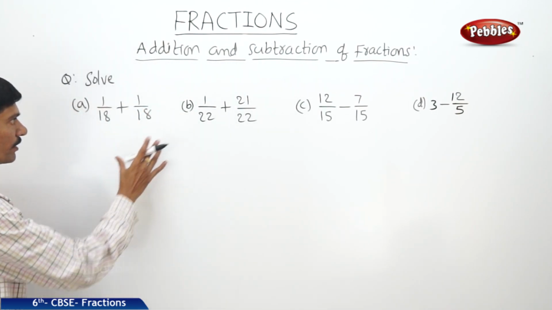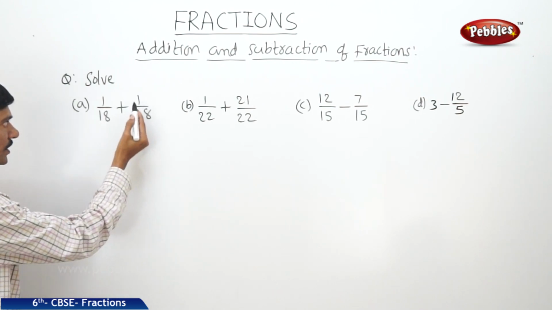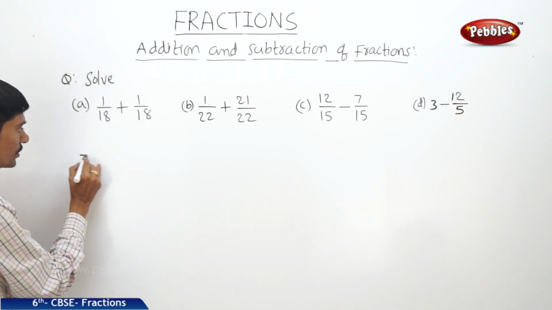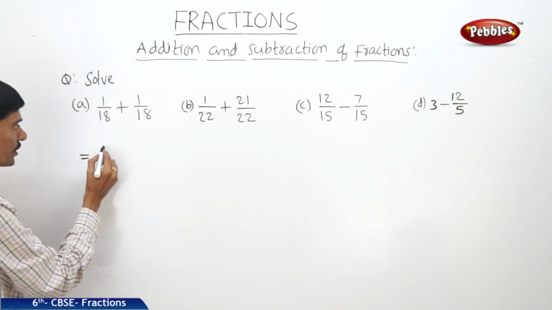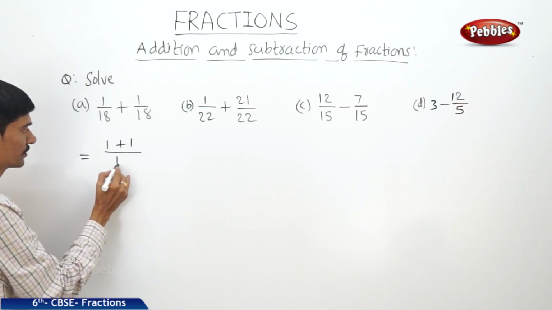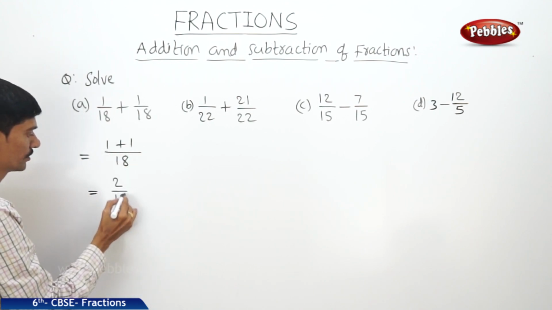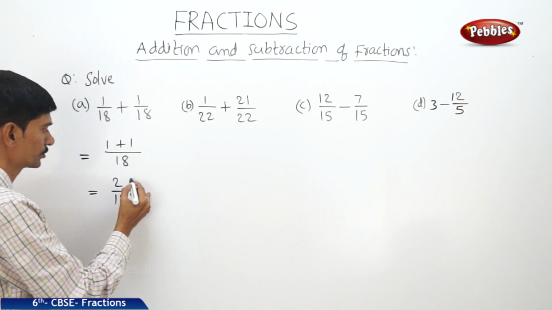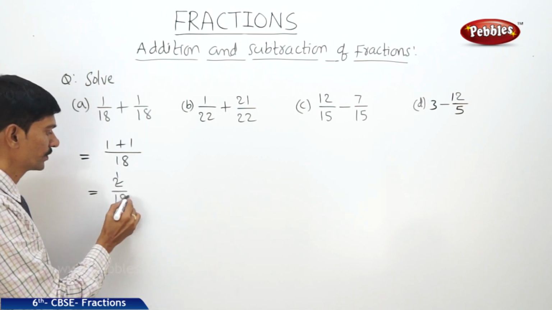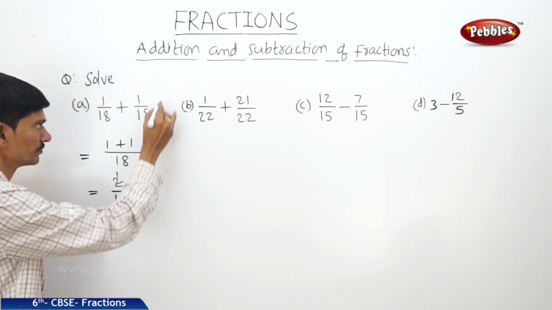Solve the given fractions. When you take the first question, 1/18 plus 1/18, the denominators are equal. So when the denominators are equal, we can add the numerators, 1 plus 1, keeping the same denominator 18. So this equals 1 plus 1, 2/18. Now if you write the fraction 2/18 in the simplest form, 2 ones are 2, 2 nines are 18. So this equals 1/9.